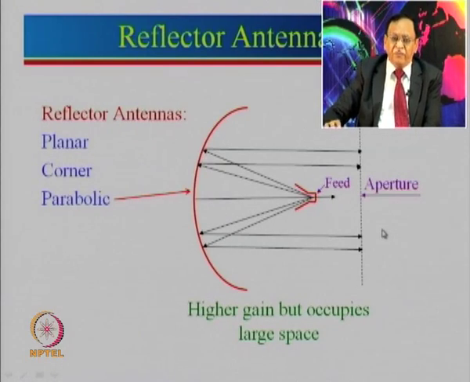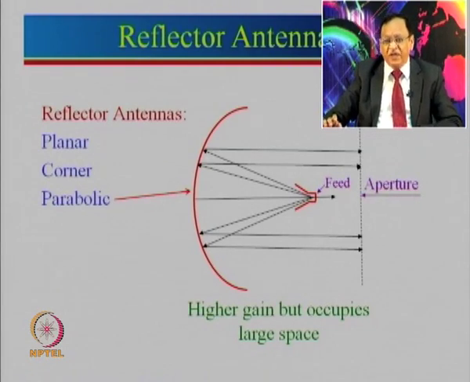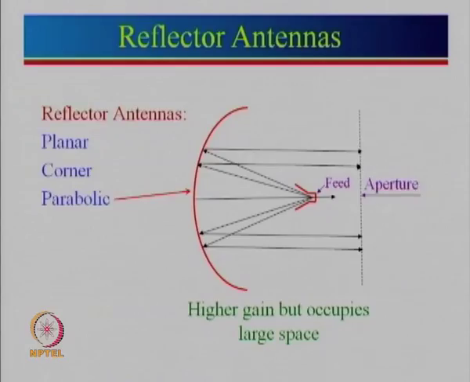In fact, a majority of the very high gain antennas, when we talk about 30 dB, 40 dB, 50 dB, 60 dB and beyond, reflector antennas are the only solution right now. There are even antennas made half a kilometer in diameter to have a very narrow beam, which implies a very high gain antenna. So reflector antennas are used.